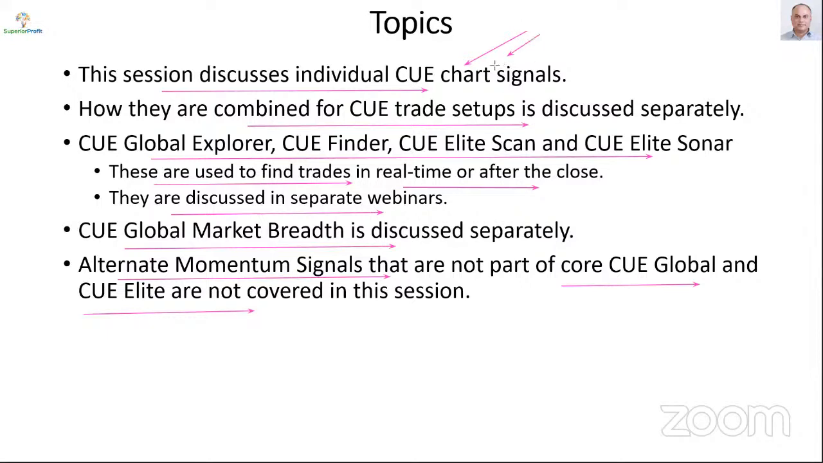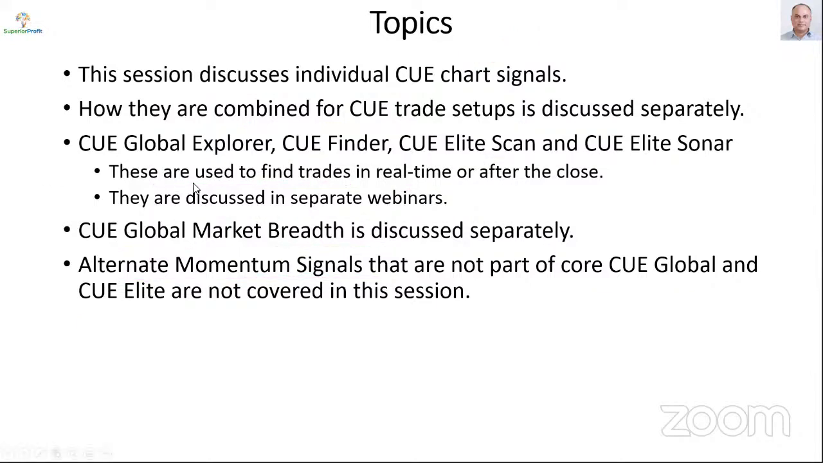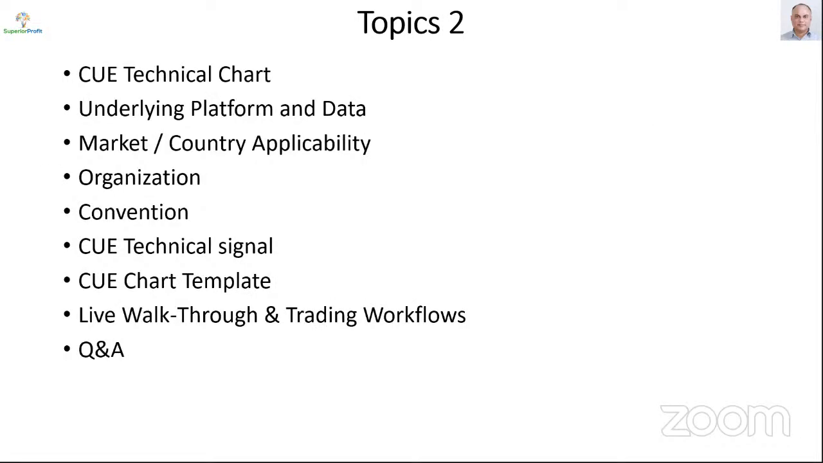So we are going to focus on the core Q chart signals, and that will also be a handful. We are going to look at the technical charts, the signals in them, the underlying platform and data, market country applicability, organization, convention. Then we'll spend a lot of time on individual signals. And lastly, we'll look at the chart templates that are created using the signals. I'll probably walk through the system along the way.